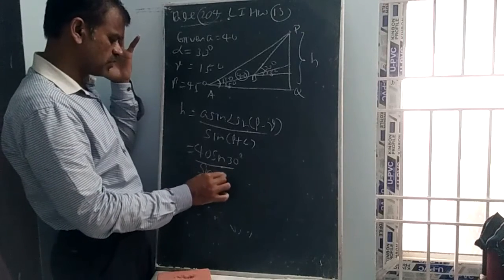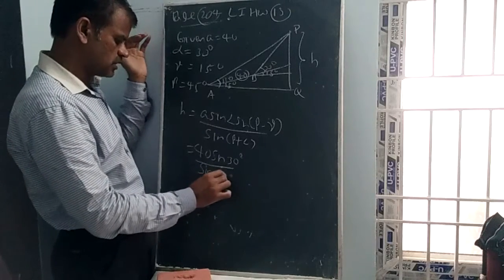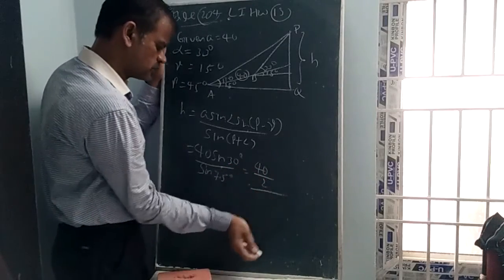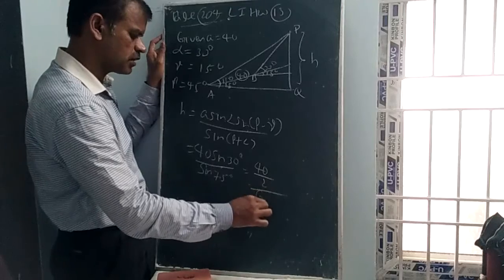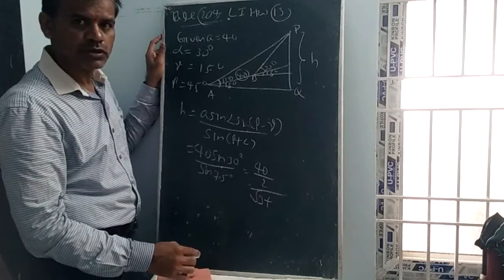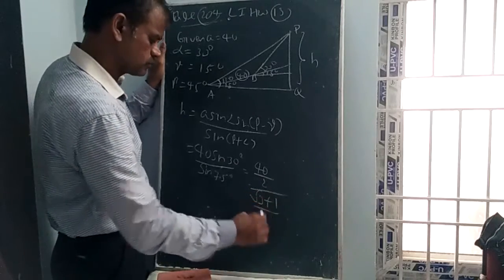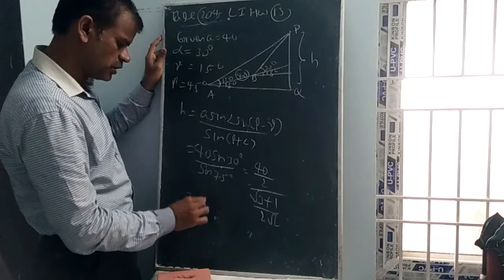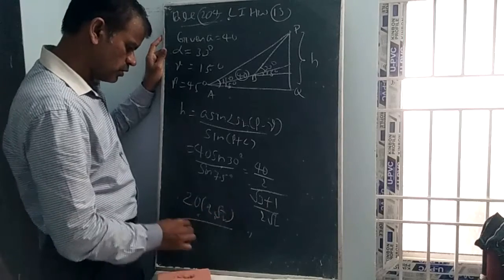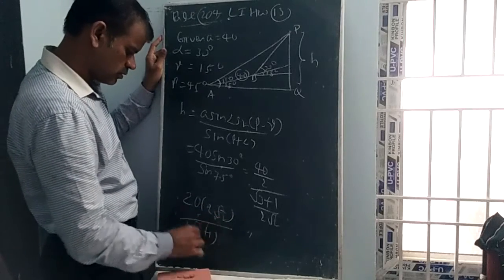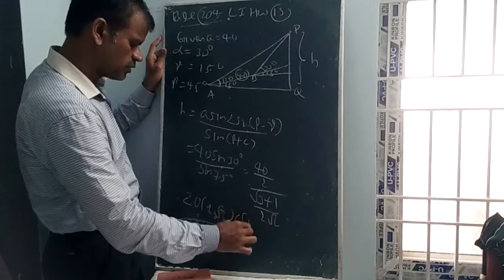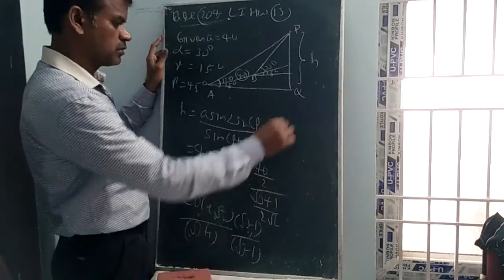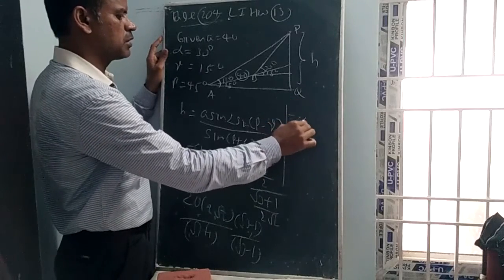So it is 75 degrees. Sine 75 degrees. So 40 by 2 by sine 75, which is nothing but cos 15, root 3 plus 1 by 2 root 2. So 20 into 2 root 2 by root 3 plus 1. Rationalize here with root 3 minus 1. So the answer is 20 root 2.